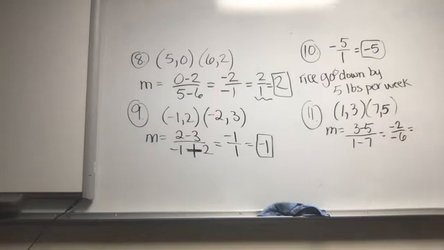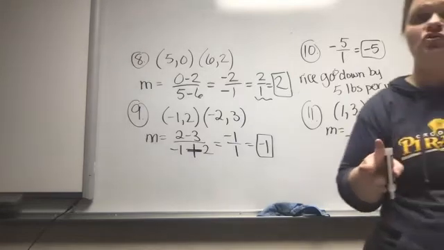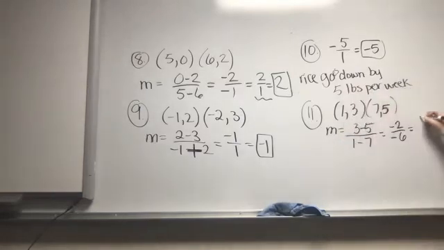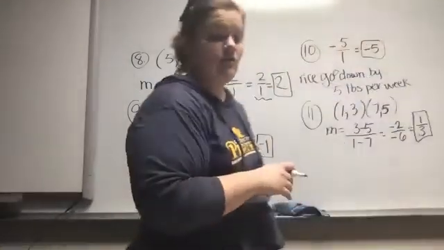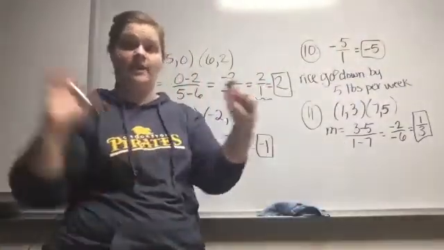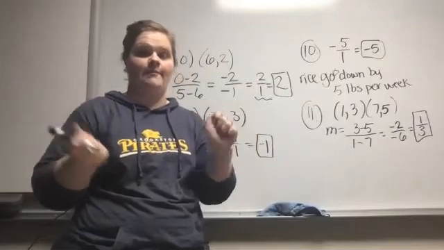Negative over negative makes a positive. And remember what goes into 2 and 6? That's 2. So 2 divided by 2 is 1. And 6 divided by 2 is 3. So my slope is 1/3. Now we have to answer the question that was actually asked. So your classmate got 3 and you got 1/3. What happened?